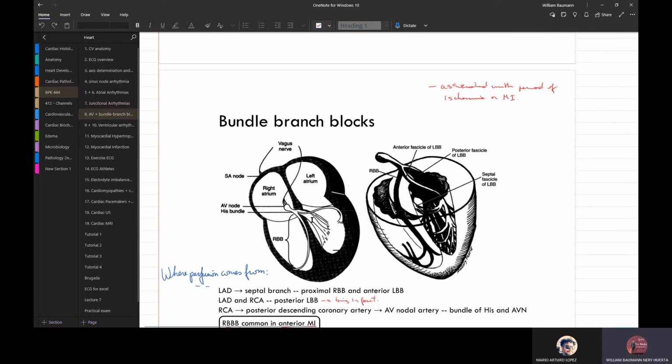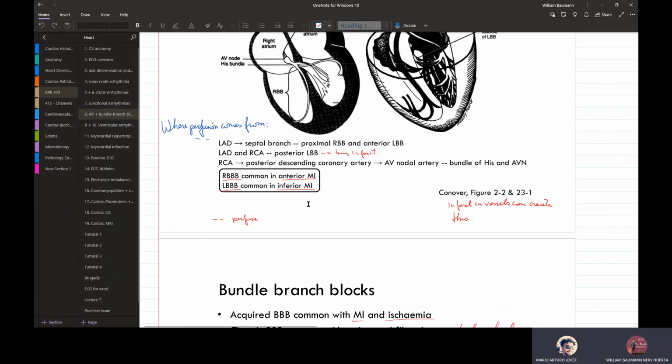This is the right bundle branch. And we have the left. Looking at the left, we have the anterior, we have the posterior, and we have the septal. Septal should be right here.